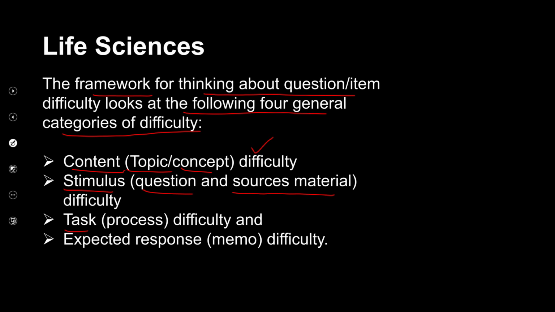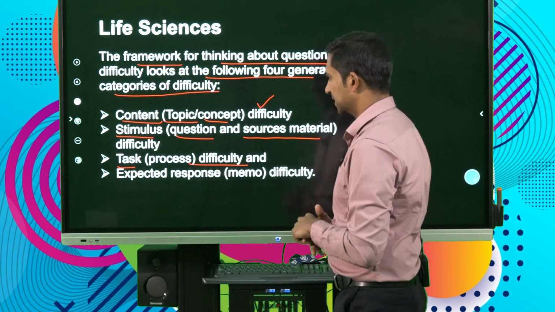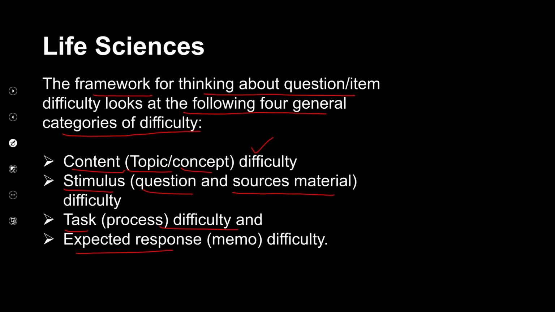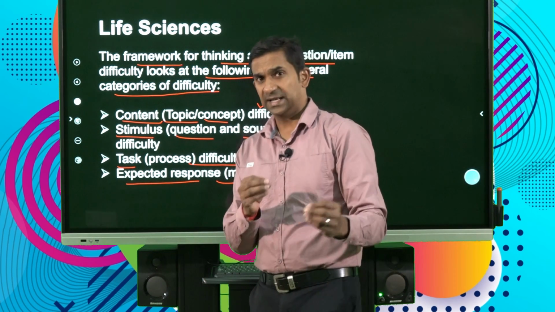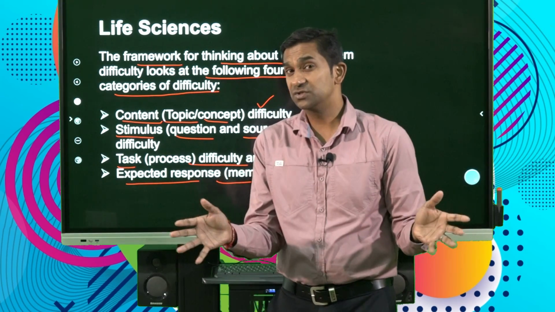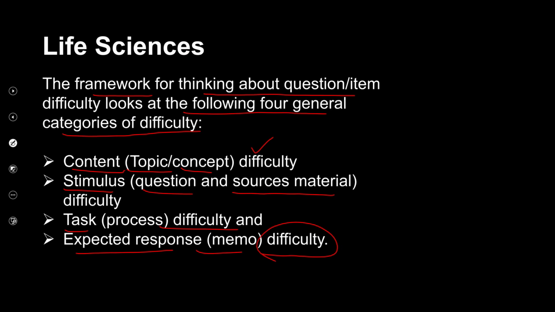There are tasks that are processes that have different difficulty. For example, protein synthesis or the process of meiosis and the stages. So there's a process that requires a level of understanding. And then expected responses. These would be based on how an assessment is designed, and we look at the memo that is provided and align it to make sure that the memo is inclusive of all possible answers that may be given for a specific response.